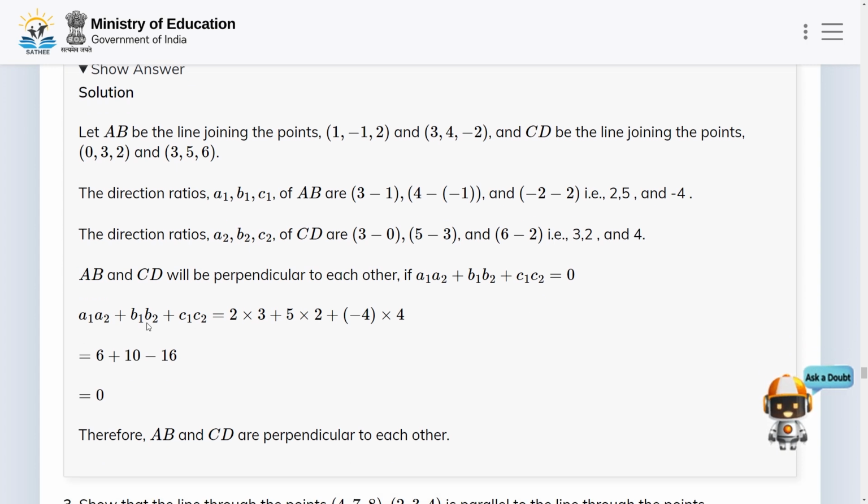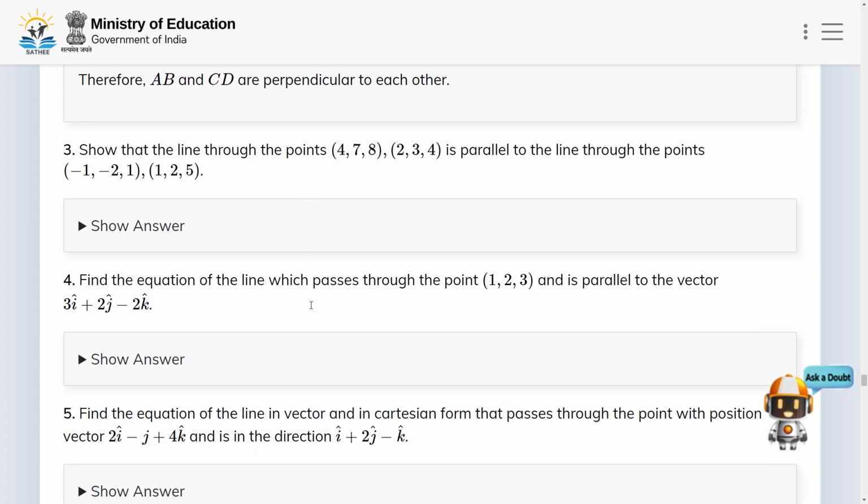So let's see. You can see 6 plus 10 minus 16. This means 16 minus 16, which is 0. So they are perpendicular to each other. What have we used here? We have used just the simple dot product. Okay, now let's move to the third one.